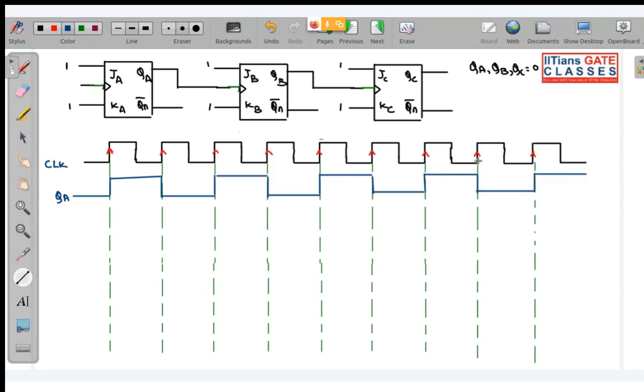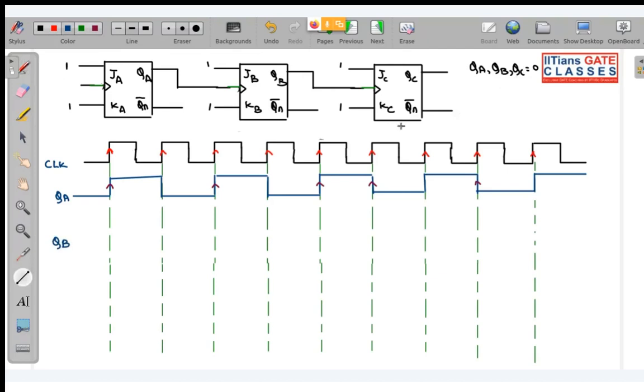Okay, so this toggling will go on. Now you can see that this QA is acting as your clock pulse for your B flip-flop, and your B flip-flop is a positive edge triggered flip-flop. So basically the clock pulse will be QA. So mark the positive edges of QA. All these are your positive edges of QA. So at these places, there will be toggling at the output of QB.